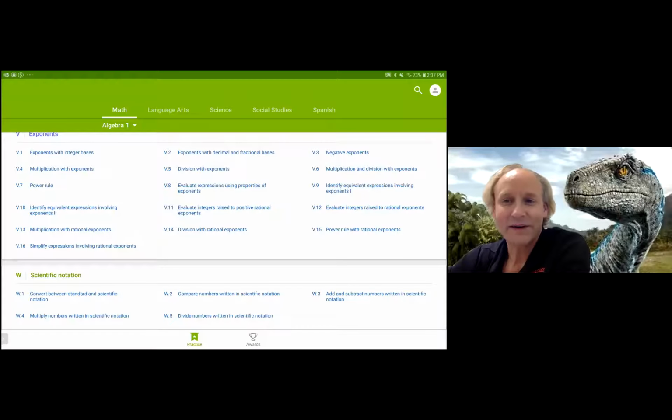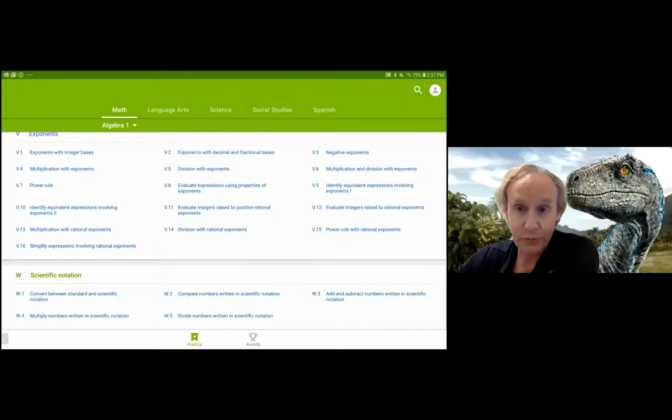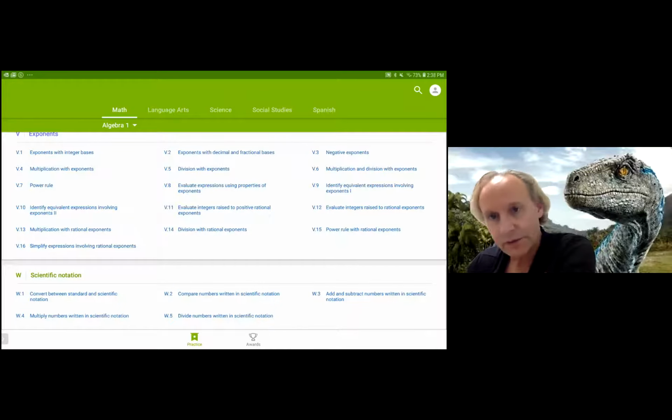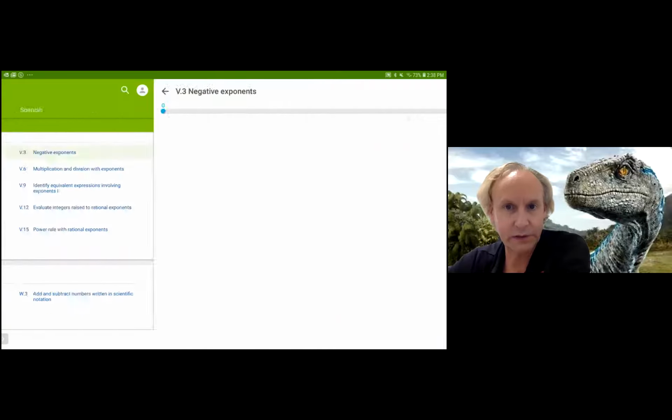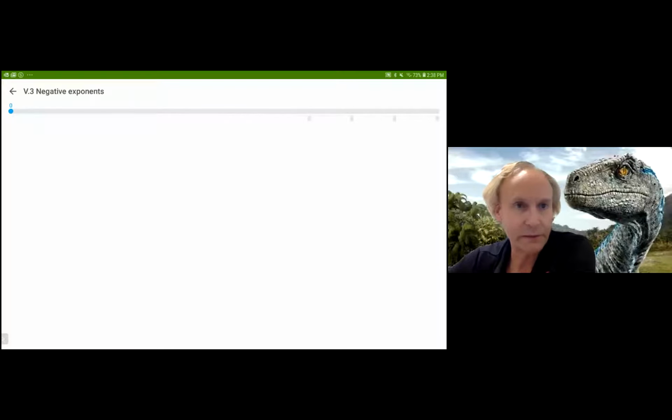Hi, everybody. We're going to look at negative exponents. This is V3, and it's from IXL. I didn't preview it, so I'm going to explain it as I do it. I'll start with how to do them, and then we'll talk about maybe some of the underlying theory behind them.